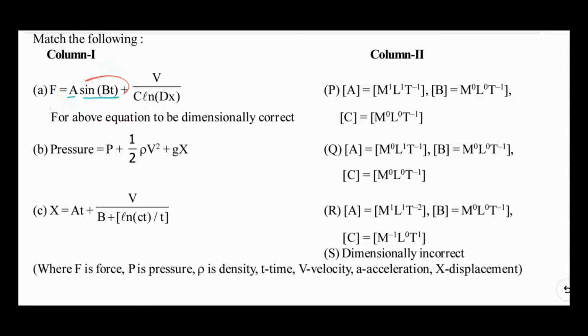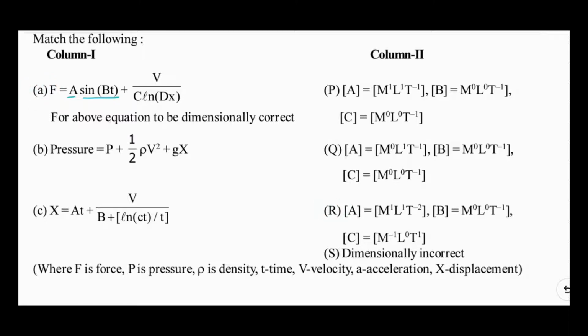Now in the first expression, we have A and it is multiplied with sine. Sine will be dimensionless, so the dimension of A should match with the dimension of force. Then only this expression may be dimensionally correct. Hence the dimension of A is known to us. Now it needs to be equal to the dimension of force. In options P, Q, R, if you observe, in option P the dimension of A is not matching with the dimension of force. In option Q, it is again not matching. Only in option R, it is matching with the dimension of force. So there is a possibility that option R is matching with A.